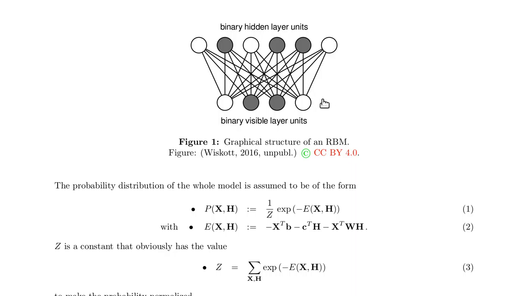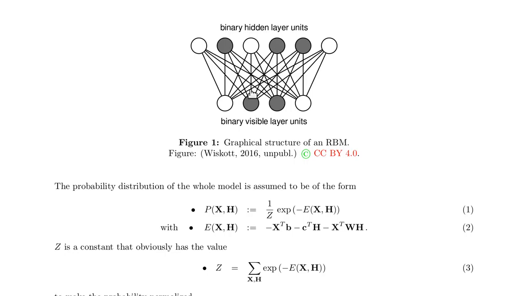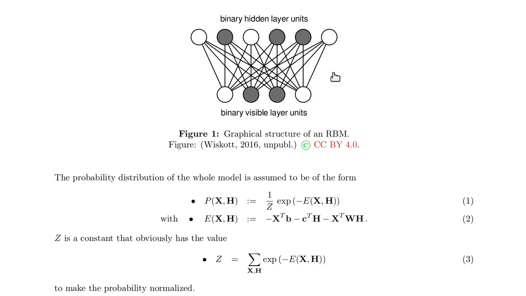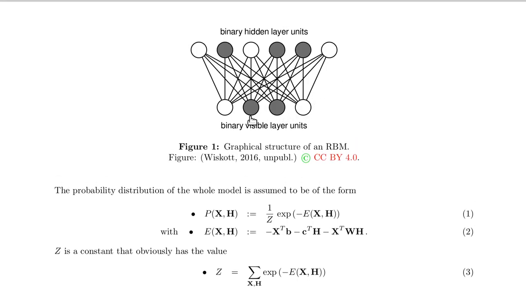And that has the consequence that the nodes are conditionally independent given the other layer is instantiated. So if all these units here are instantiated, so they have concrete values, then each node here only depends on the input layer and does not depend on the other units of the hidden layer, and the other way around. So that has the great advantage that you can sample the input units independently of each other, and you can also sample the output units independently of each other.